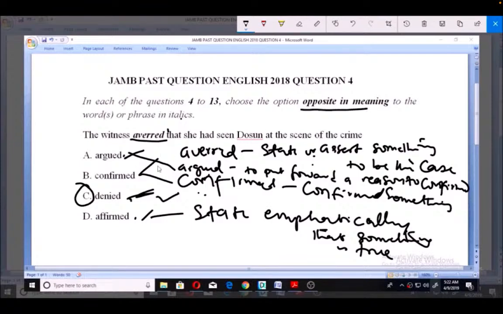So the opposite of aver, like I said, aver means to confirm something. To confirm that something is true, or to argue that something is true, or to affirm that something is true. That is confirm. That is aver. So deny is the opposite of these other things, because all of them mean the same thing. So deny is the only one that is out there, and that makes the answer to this.